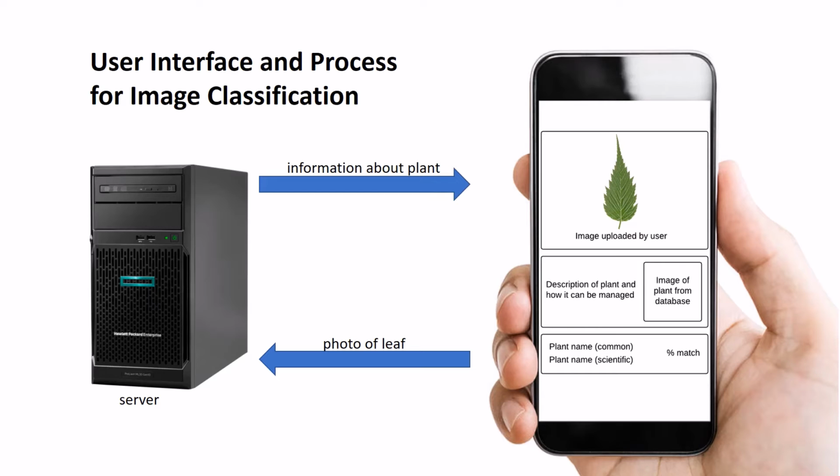After the user has taken a photograph of a leaf from the weed, it will be sent to the server where it will be classified using machine learning. The result will be sent back to the user and displayed in the user interface alongside the name of the weed, an image from the database, and a brief description of how it can be managed.